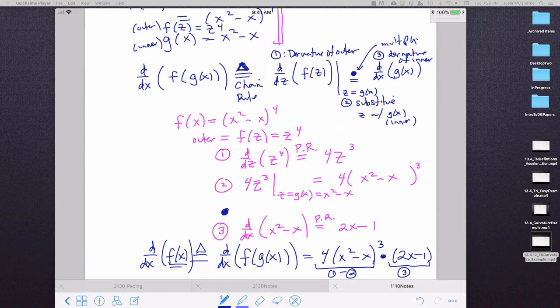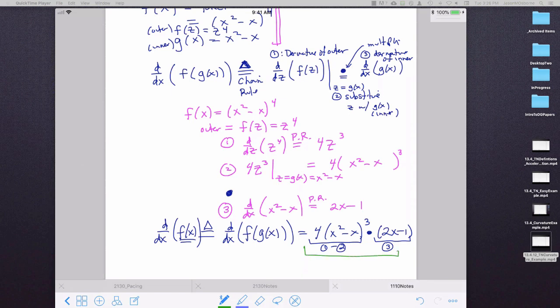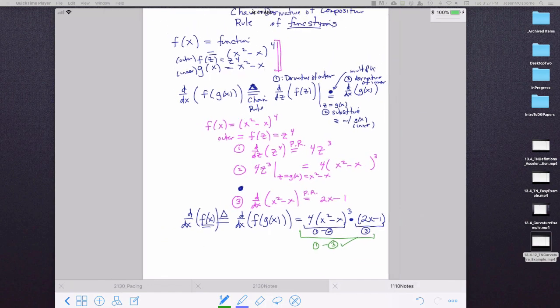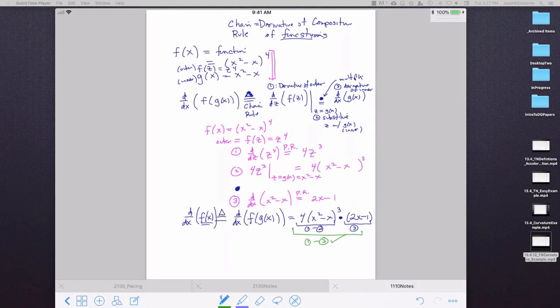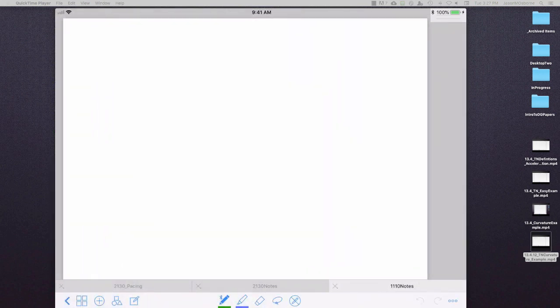Okay, and together, steps 1 through 3 give you the answer for the derivative of that composition. Okay, so there's one example of a chain rule derivative worked all the way out, and the 3 steps that I think are going to be helpful. Okay, let's try another example. Okay, page below. One more.